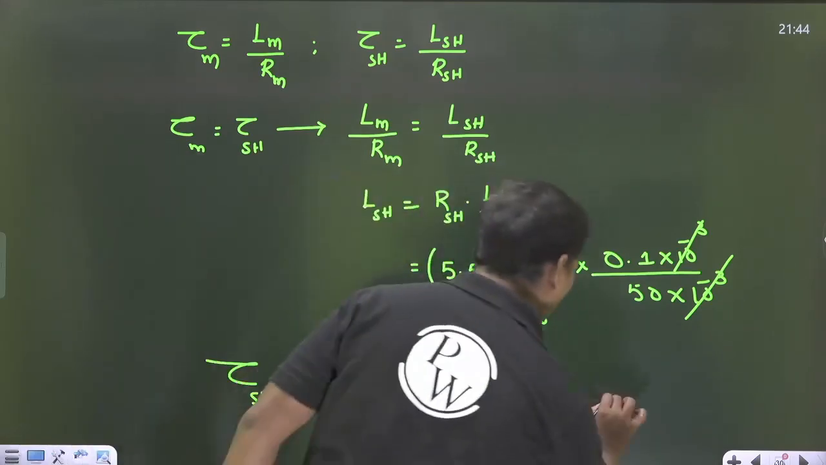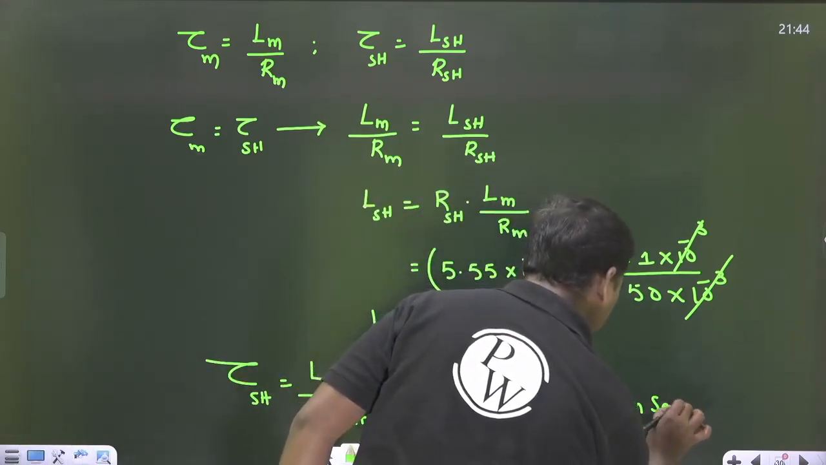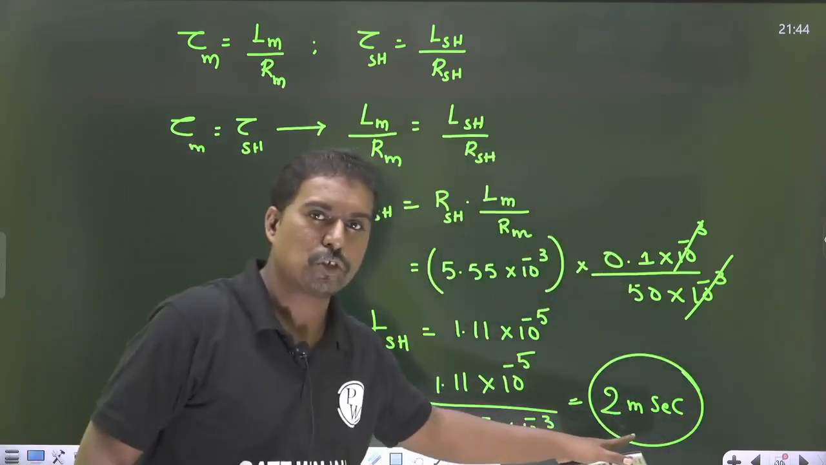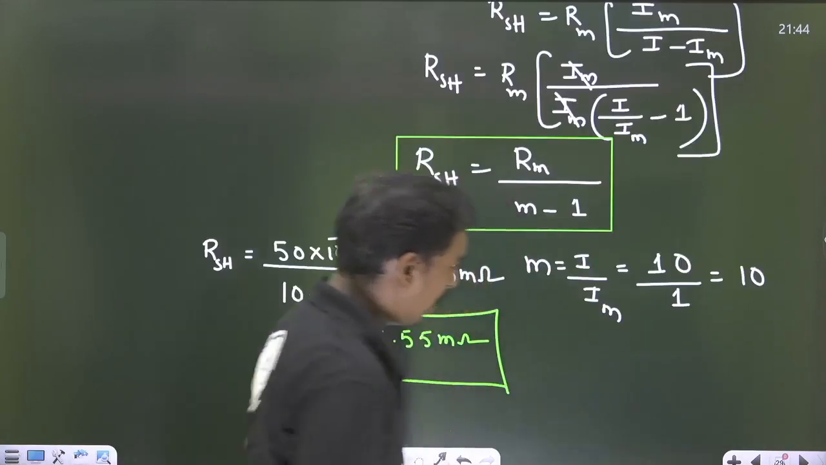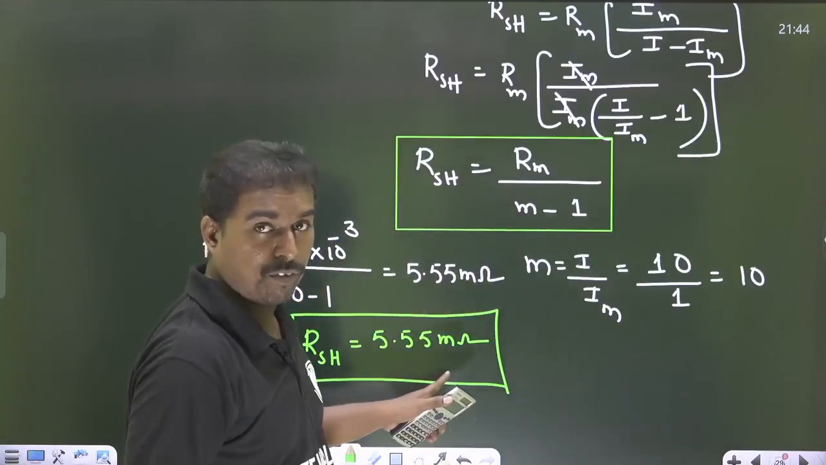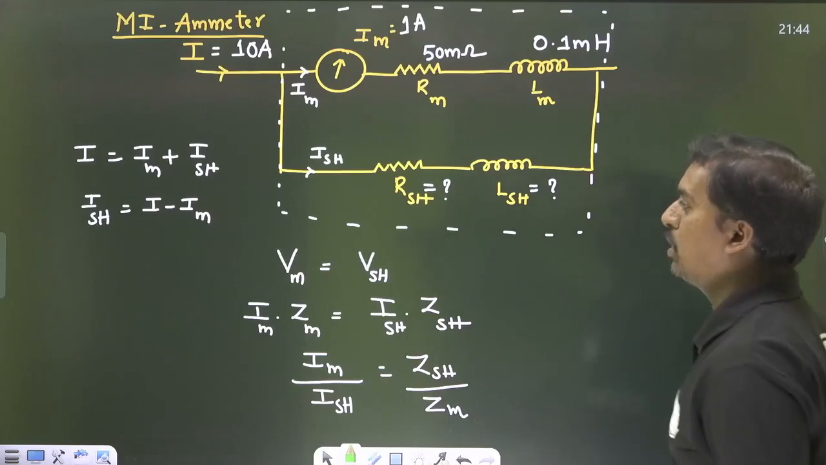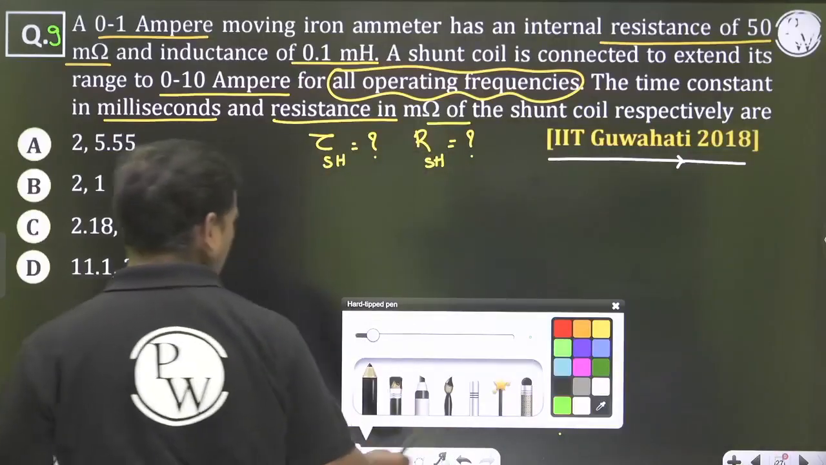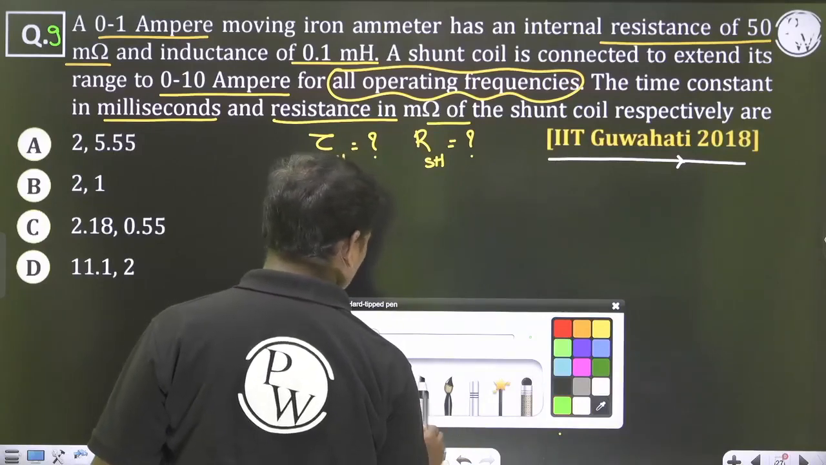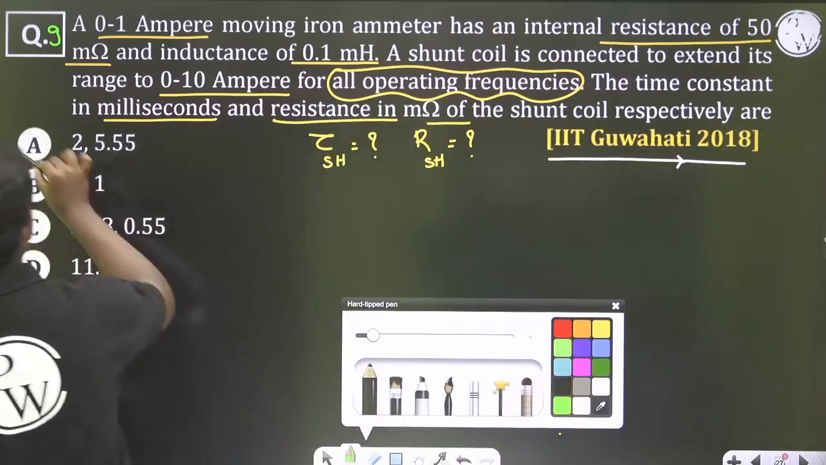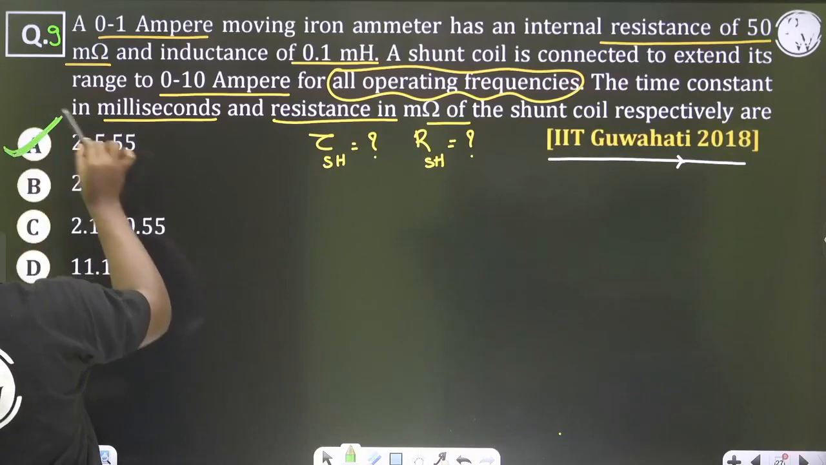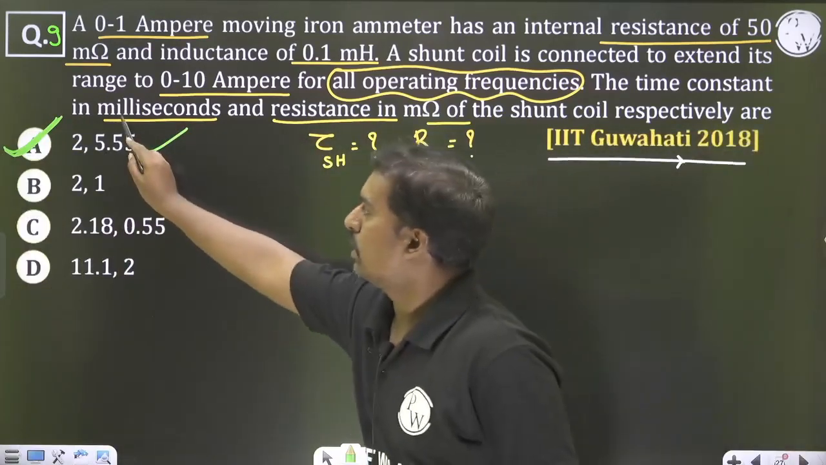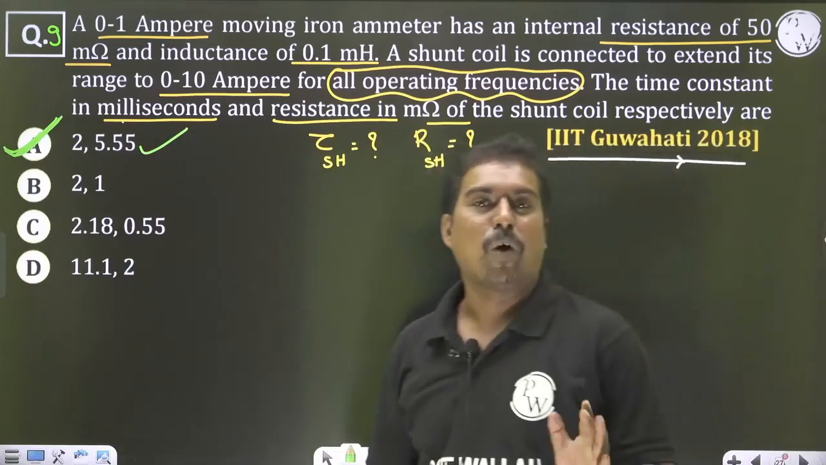2 milliseconds. How much is coming? 2 milliseconds. These are the values. Time constant value is 2 milliseconds and meter resistance is 5.55 milliohms. Let us check which option is matching. Option A is perfectly matching, the 2 milliseconds, and because question asked, very good question, qualitative question.